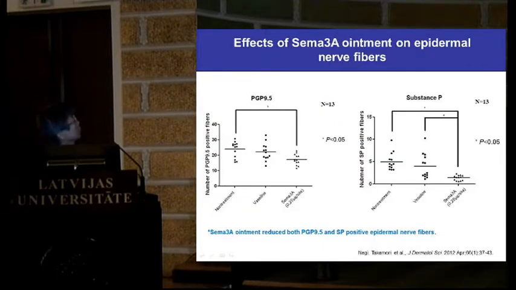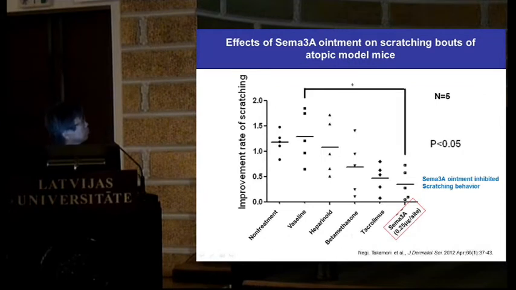This slide shows nerve fibers: PGP 9.5 positive nerve fibers and substance P positive nerve fibers. Both fibers decreased with semaphorin 3A ointment. This slide shows scratching behavior. Scratching behavior also decreased with semaphorin 3A ointment.